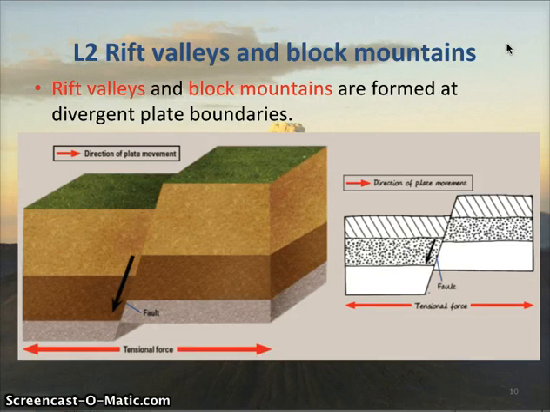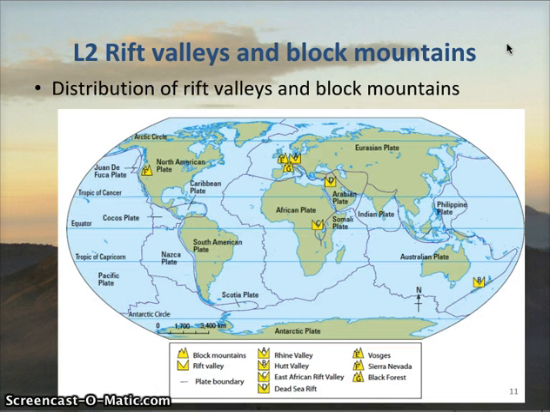Now, while plates being squeezed together causes mountains to be formed, the pulling apart of tectonic plates also causes landforms such as rift valleys and block mountains to be formed. And this is the second landform that we are learning about. Now, these are the distribution of rift valleys and block mountains in the world. There are some in New Zealand, which I'm going to look for things for me to look out for, okay? I still have not planned my trip.